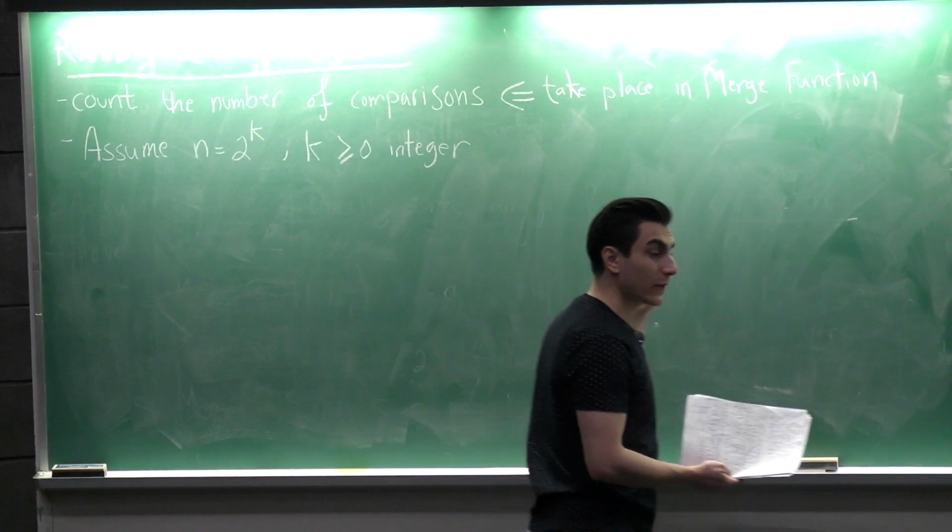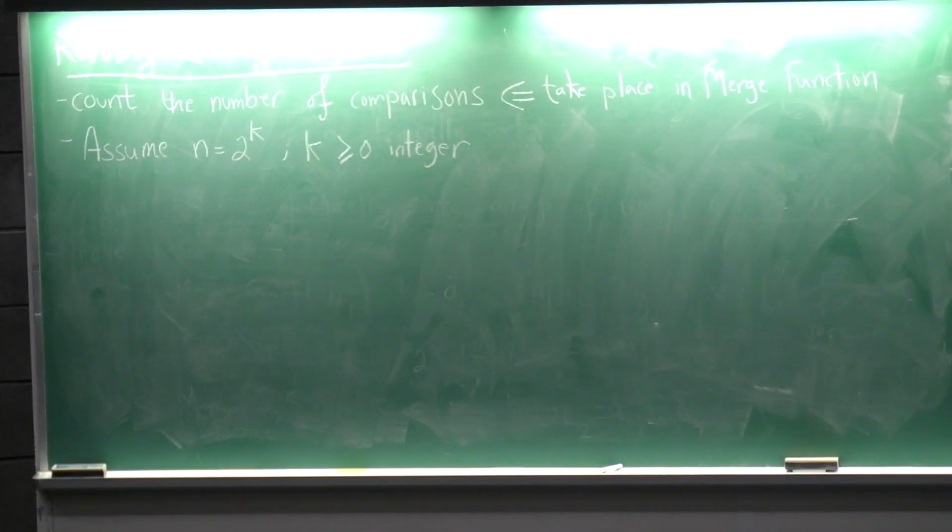Right? So what is this going to do? When we assume this, we just guarantee that n is going to be an even number, right? So as a result, we're not going to have any floors, we're not going to have any ceilings. It's an even number, so n over 2 is an integer. I don't have to worry about that.